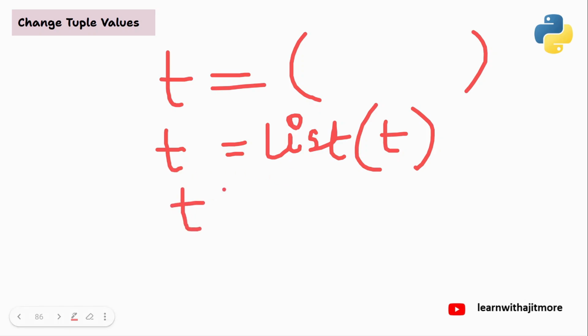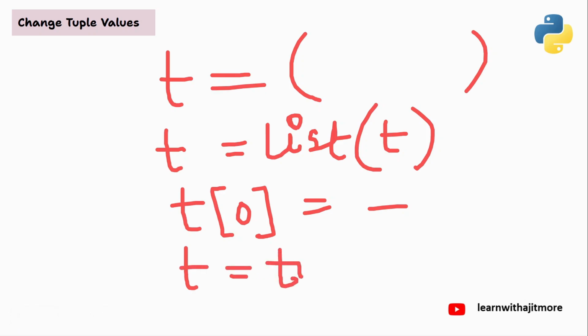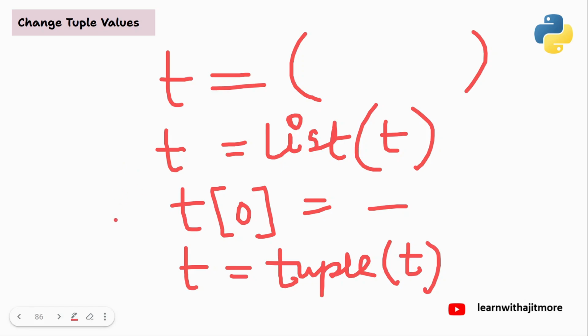Now in that copy you can make any changes if you want, which is allowed because now it is a list. And then again you can convert that list back to a tuple by the tuple conversion function. But this is not at all recommended. It is a highly discouraged technique.